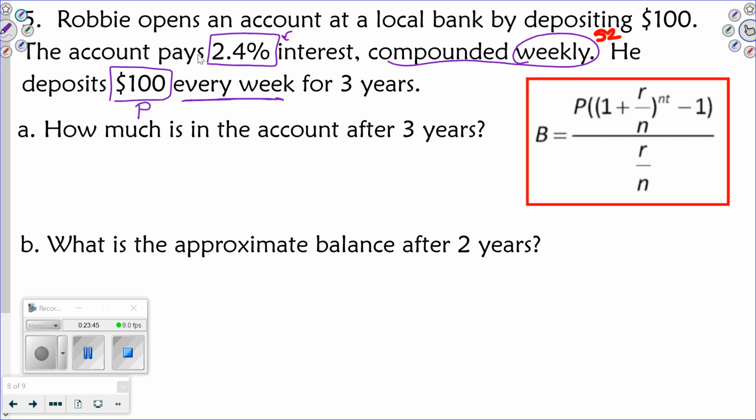Every week he's depositing it. So you need to stop and think, am I putting it in a single deposit or a periodic deposit? It's periodic. I'm putting it in every week. So how much is in the account after 3 years? All right, I'm going to go ahead and do it up here. You guys do it on your own, and we'll see if we get the same answer.